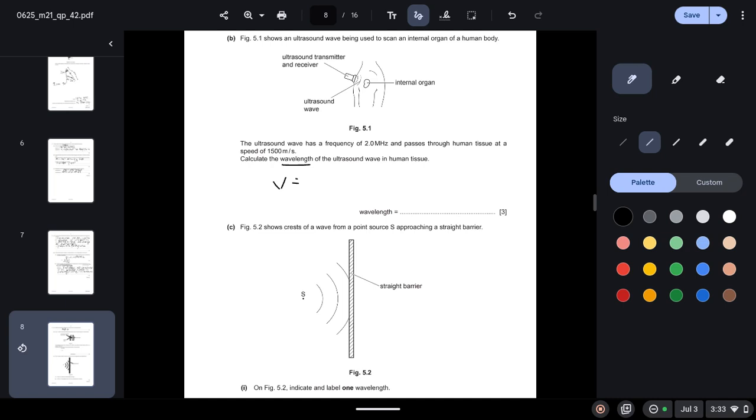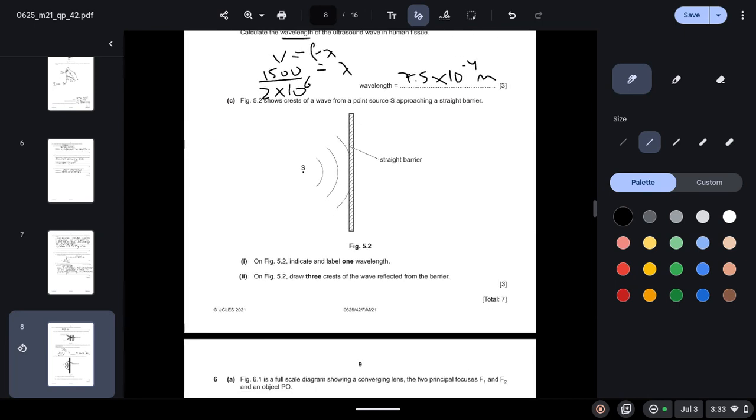So we have the formula v equals f lambda. The speed is 1500, frequency is 2 megahertz, so mega means 10 to the power 6, equals the wavelength. So just use your calculator and your wavelength will be 7.5 × 10^-4 meters.